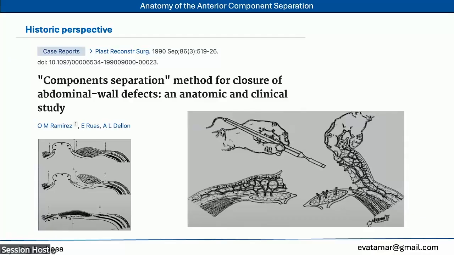Component separation has been there since the 50s, popularized by Ramirez in the 90s, and it's essentially external oblique muscle release. It's nothing more than that. But saying that, there's a lot that can happen. Do we still need it?